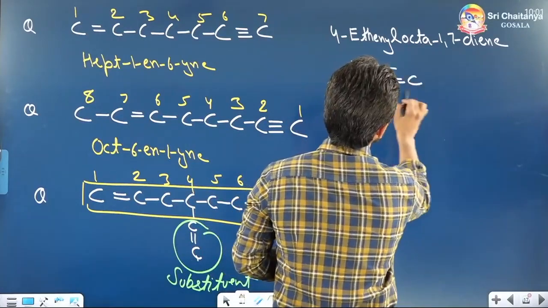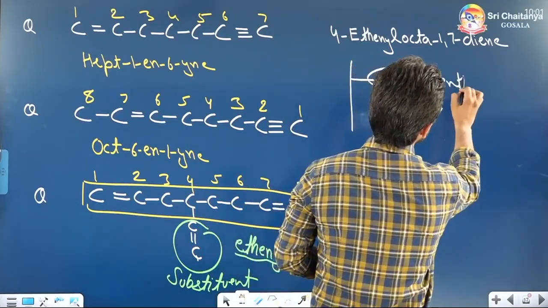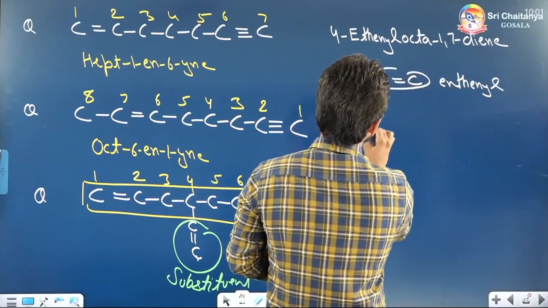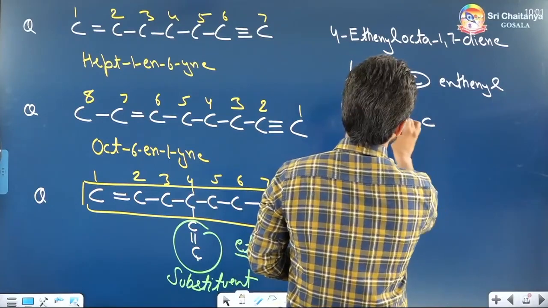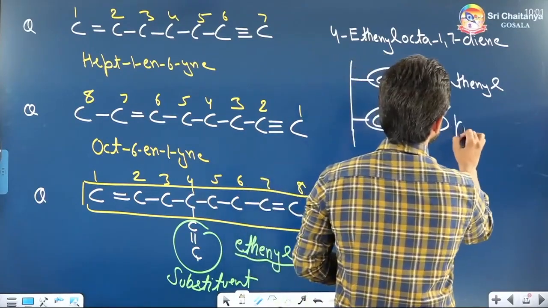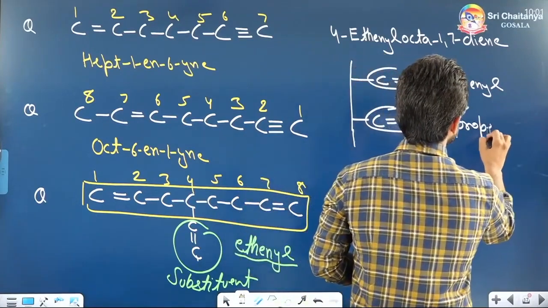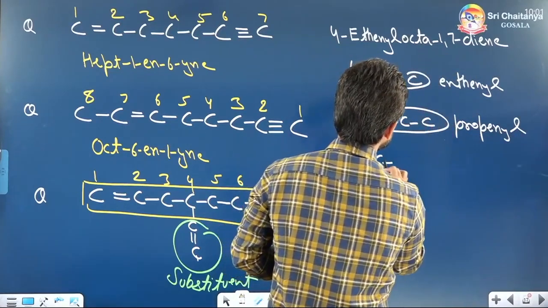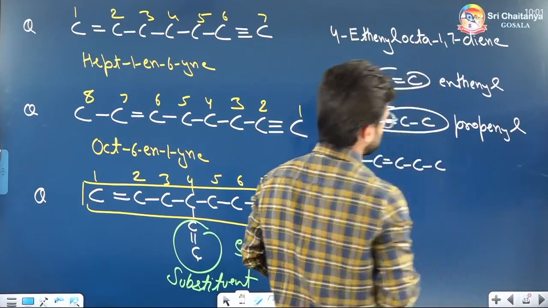As I said, what is it? Ethenyl. As a substituent, what is it? Ethenyl. If I get this one, look at this. It is what? Propenyl. It is propenyl, right? Similarly, if I get this one, what is it?